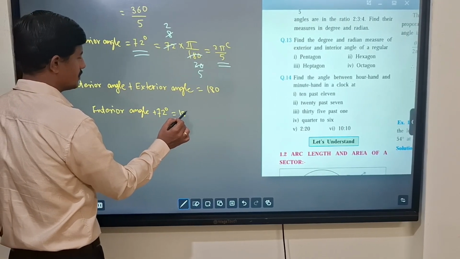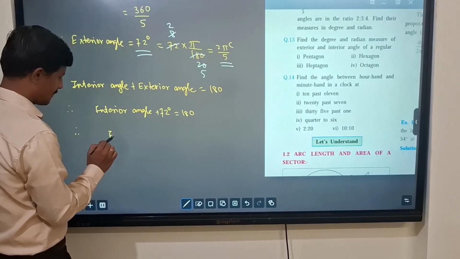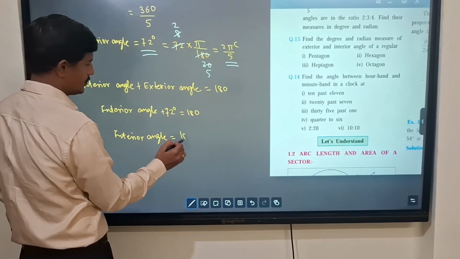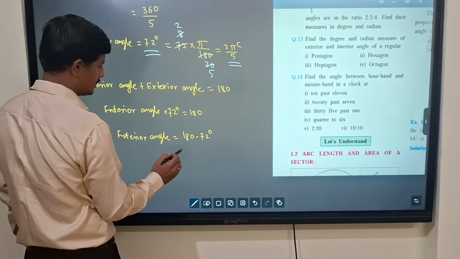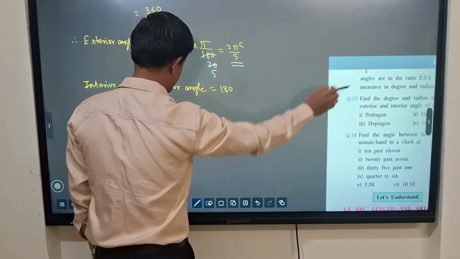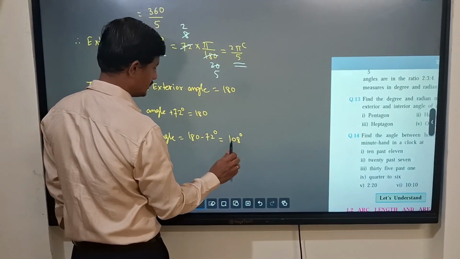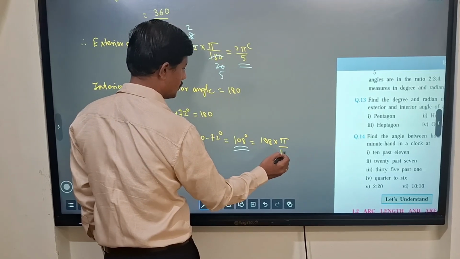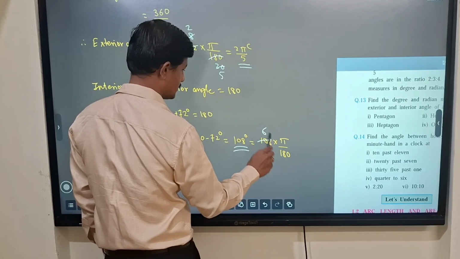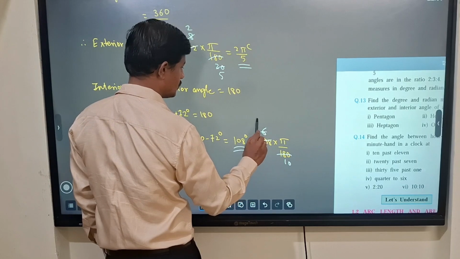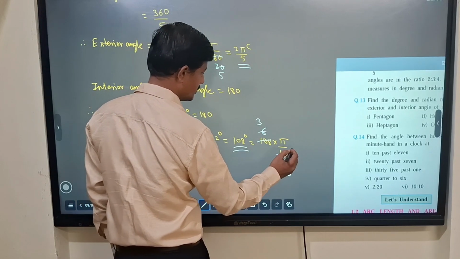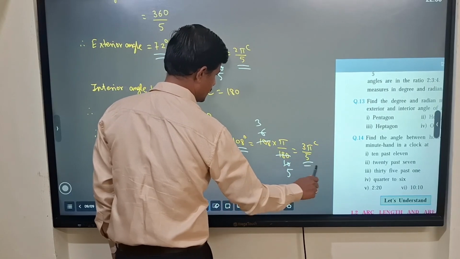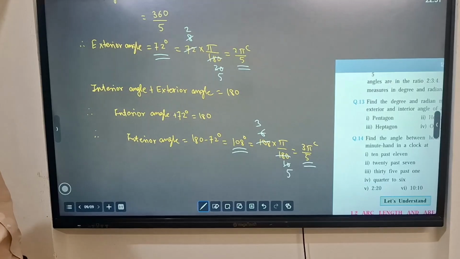So this becomes interior angle is 180 minus 72 degrees. So this becomes 108 degrees, and that is equal to 108 into pi by 180. 18 6s are 18, 10s are, 2 3s are, 2 5s are. So this in radian becomes 3 pi by 5 radian. This is the answer for pentagon.